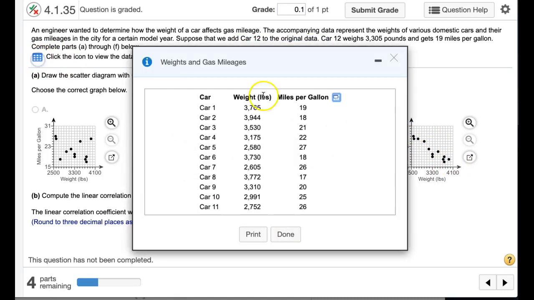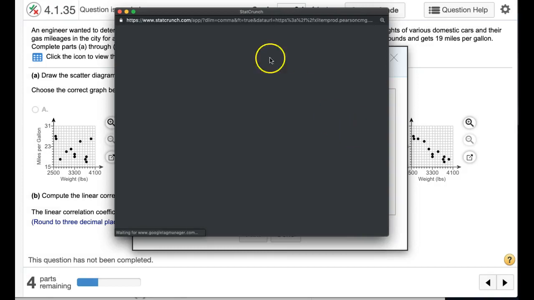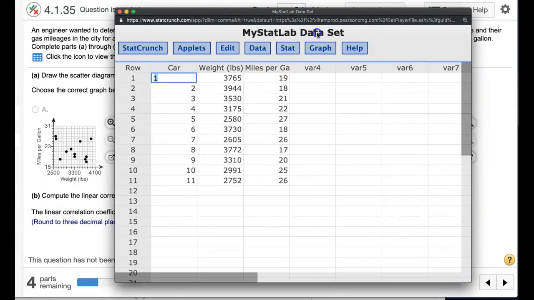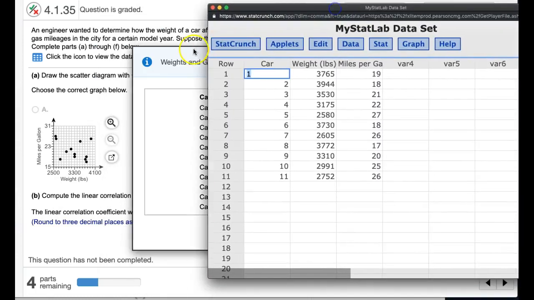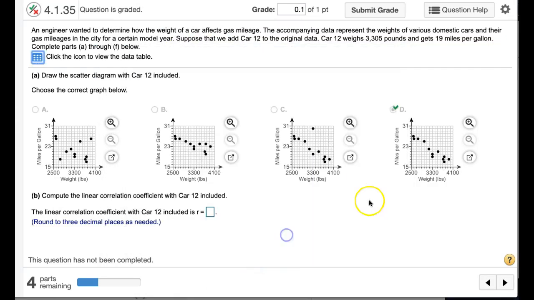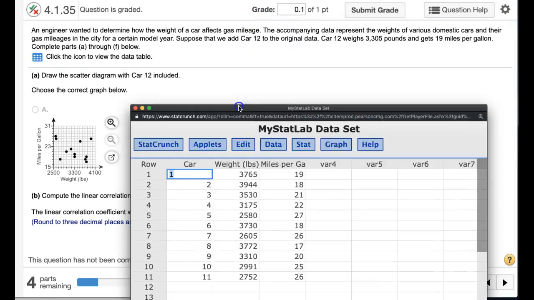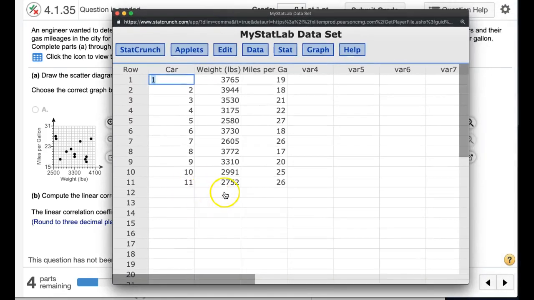To calculate the correlation coefficient to verify that, we would open that data in StatCrunch, and then we're going to add the 12th car. So this won't be done by hand. The 12th car we have is 3305, and it gets 19 miles per gallon, and that's car 12.